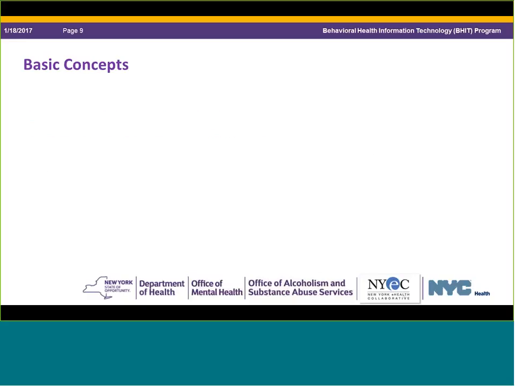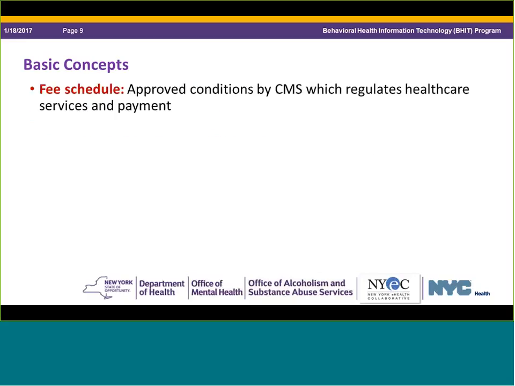Thank you, Mitch. Okay. Should we continue? Yes. All right. Let's go through some more basic concepts. So you'll hear things such as a fee schedule. So what is a fee schedule? That's the approved conditions by CMS, which regulates the healthcare services and payments. So it's pretty much saying for service A, we'll reimburse you $10. For service B, we'll reimburse you $15. And they'll give a description of what those services are as well.